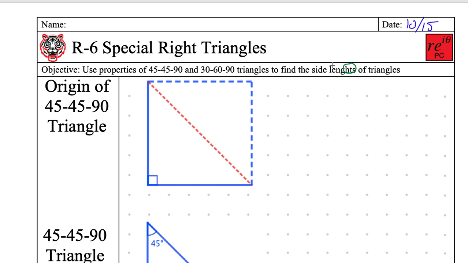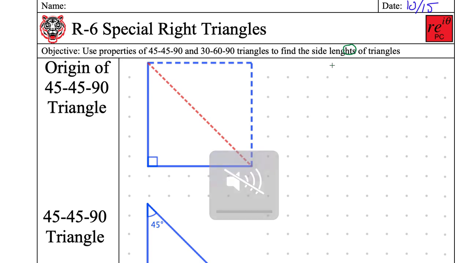Yeah, so the origin of the 45-45-90 triangle comes from a square. I don't know if you guys remember that. Did I give these same notes in geometry, or are these kind of new for everyone? Cool, so these are kind of new.